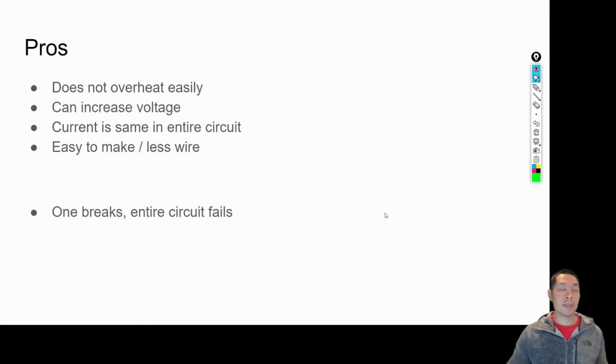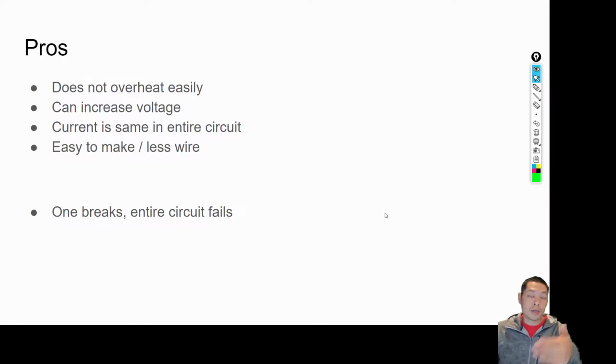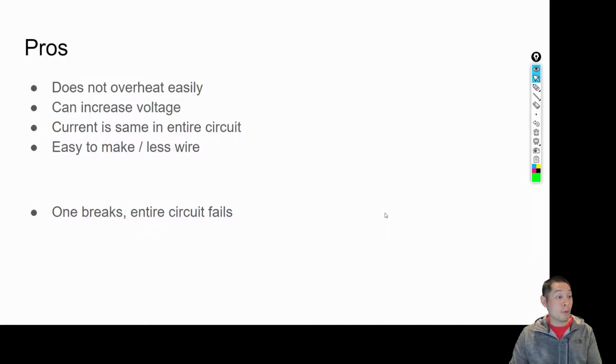All right, pros and cons. Pros for a series: it's much, much easier to make, with less wires. They don't overheat. What I mean by that is every time you add a resistor, the total current actually goes down. It's part of the property, and if you get your FET and add more light bulbs to it, you'll notice the overall current starts to drop.